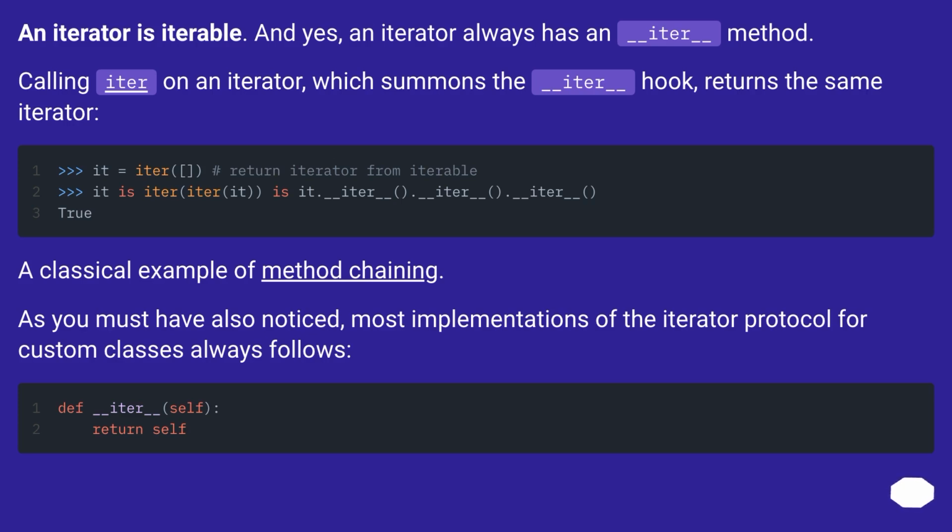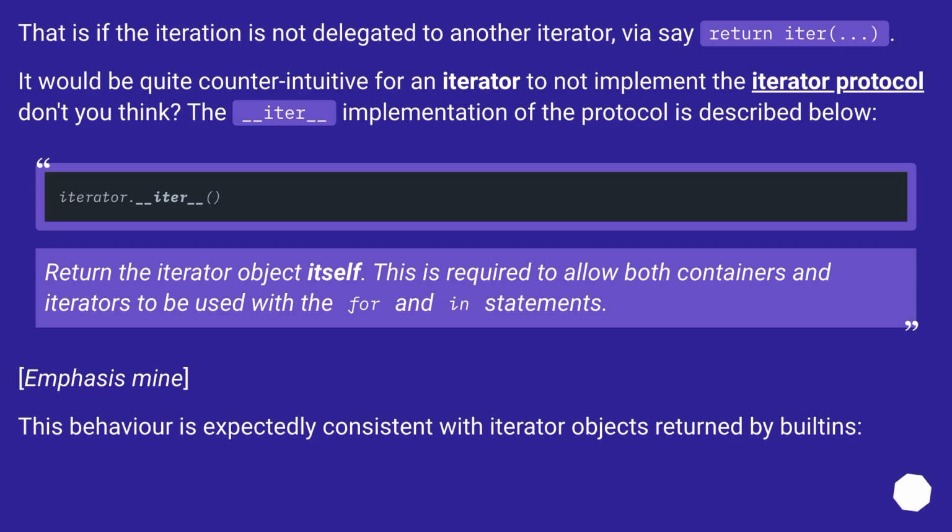A classical example of method chaining. As you must have also noticed, most implementations of the iterator protocol for custom classes always follow this, that is, if the iteration is not delegated to another iterator, via say, return iter(...). It would be quite counterintuitive for an iterator to not implement the iterator protocol, don't you think? The __iter__ implementation of the protocol is described below.